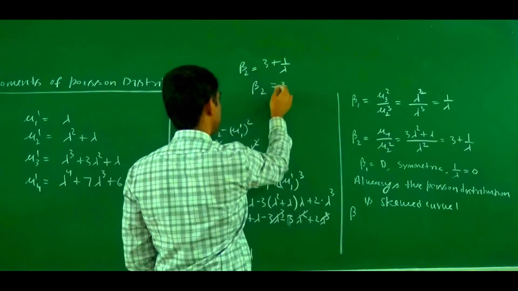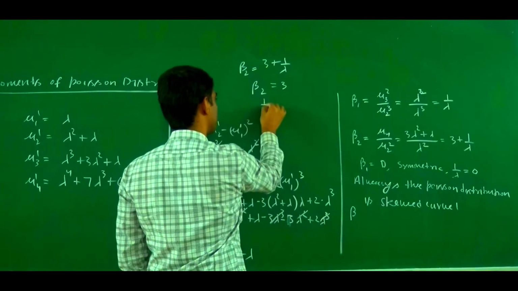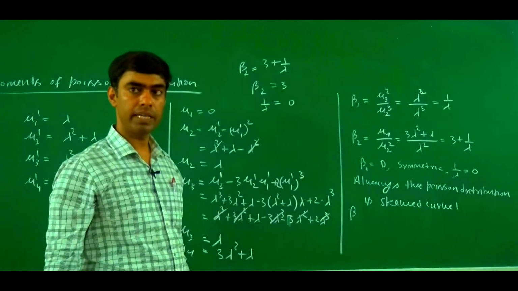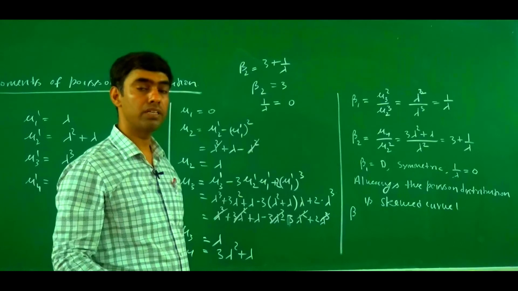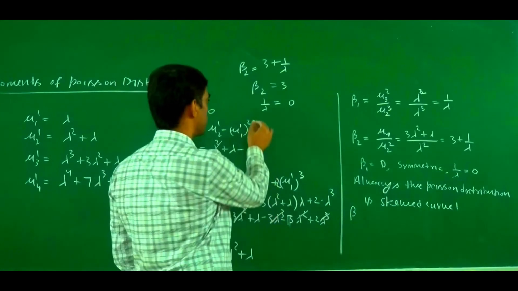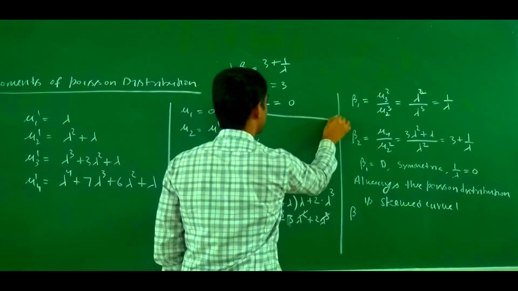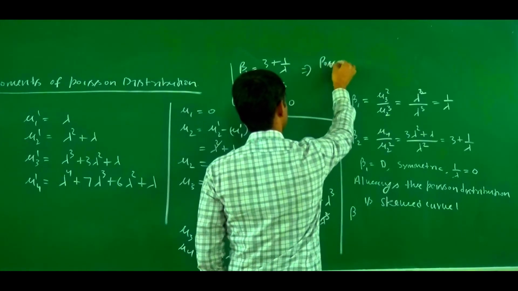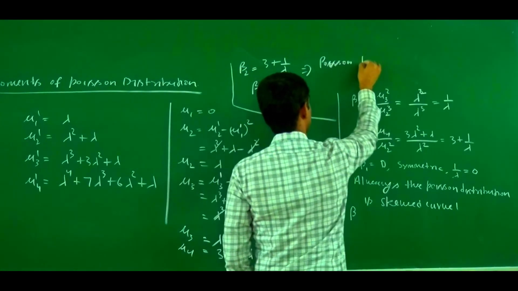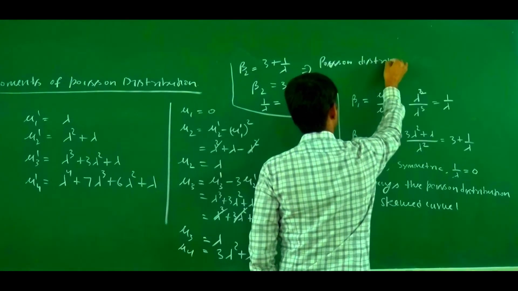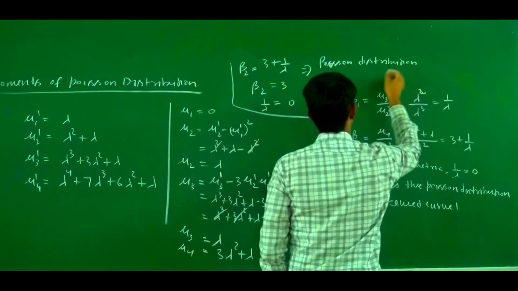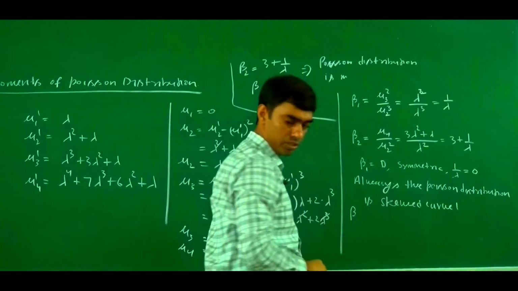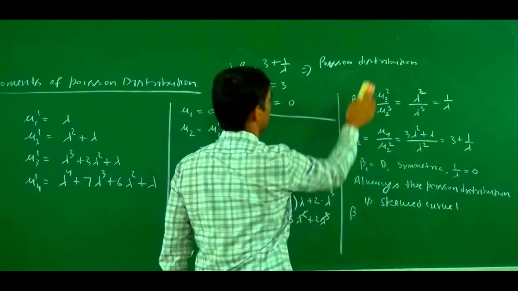Here, if you put beta 2 equal to 3, then what is the value for 1 upon lambda? 1 upon lambda equals 0. So again, 1 upon lambda cannot be equal to 0. Then we may predict the Poisson distribution. What we conclude here: the Poisson distribution is not mesokurtic. Poisson distribution cannot be mesokurtic.